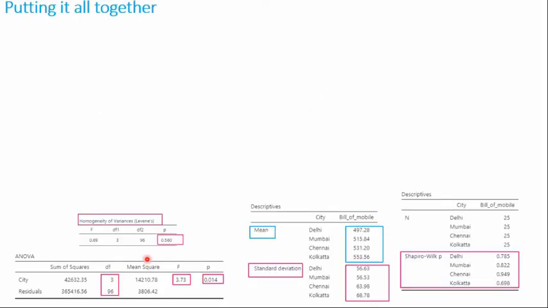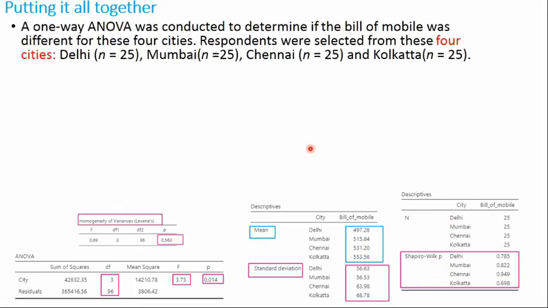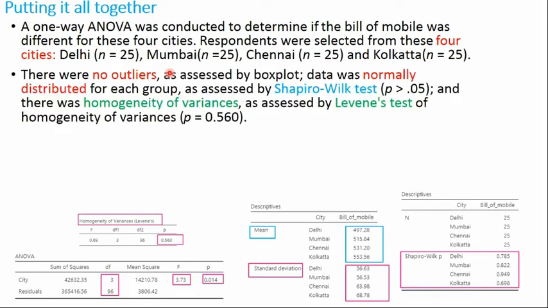Putting it all together, these are my main four outputs. This is homogeneity of variance, this is the ANOVA table, this is descriptives, and this is the Shapiro-Wilk test. How should I report my findings? A one-way ANOVA was conducted to determine if the mobile bill was different for these four cities. Respondents were selected from four cities: Delhi, Mumbai, Chennai, Calcutta. We have taken 25 respondents from each city. There were no outliers; we made the box plot and checked already. Data was normally distributed as assessed by the Shapiro-Wilk test.